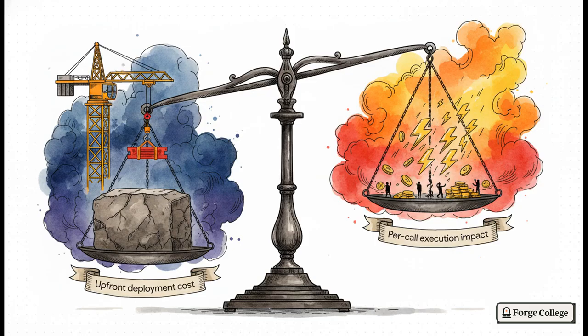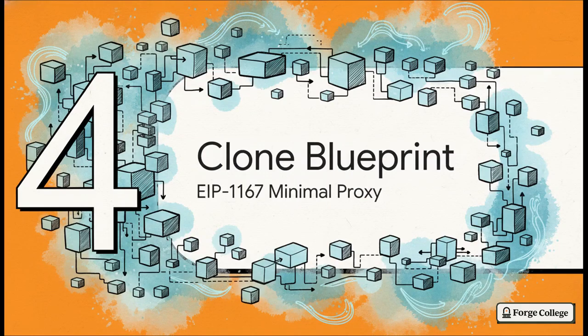You really have to anticipate your application's lifestyle. Just a few users doing heavy logic? Go monolithic. Thousands of users needing their own independent state? For sure, you need clones. Speaking of clones, let's actually zoom in a bit for Section 4, the clone blueprint.